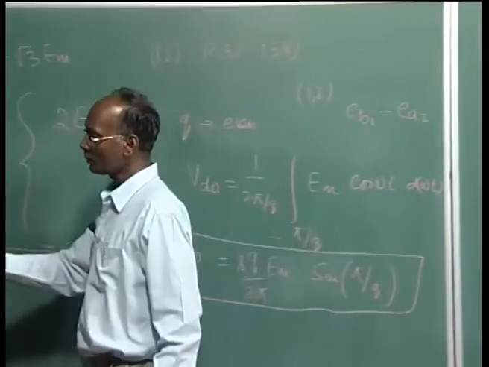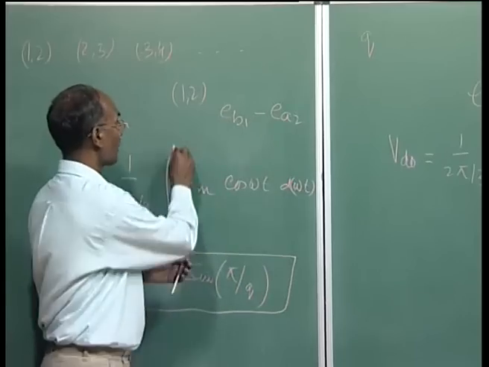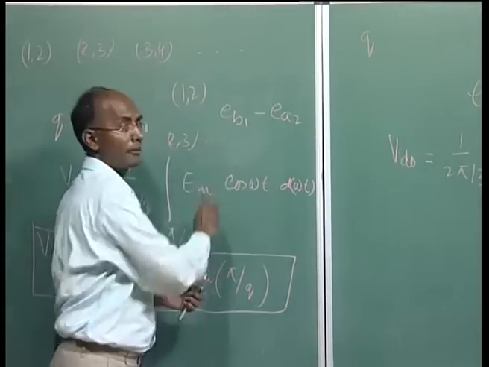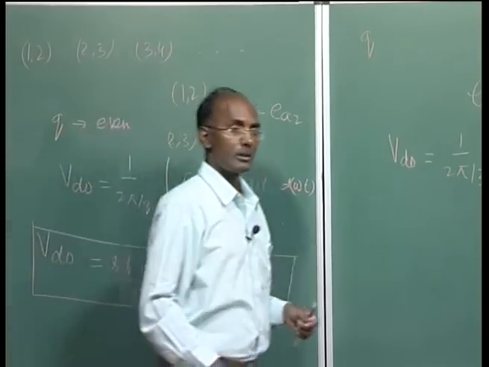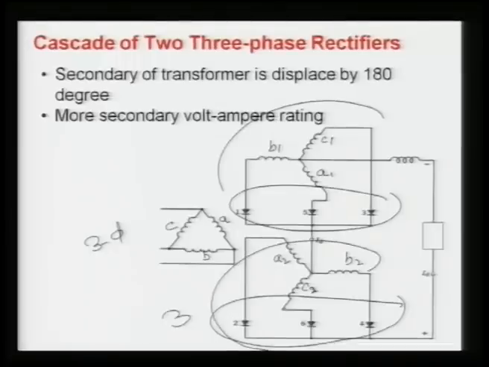So your output voltage here in 1-2 will be this much. Similarly, if you are going for 2-3, you will find it will be different. Means you are going to have 6 pulses, and this is called the two-way rectifier circuit, where we are using 2 three-phase rectifiers. One-way, 3-phase rectifier, where I am calling it one-way, means it is addition of this, which is 1, and this is your second we are taking care of.